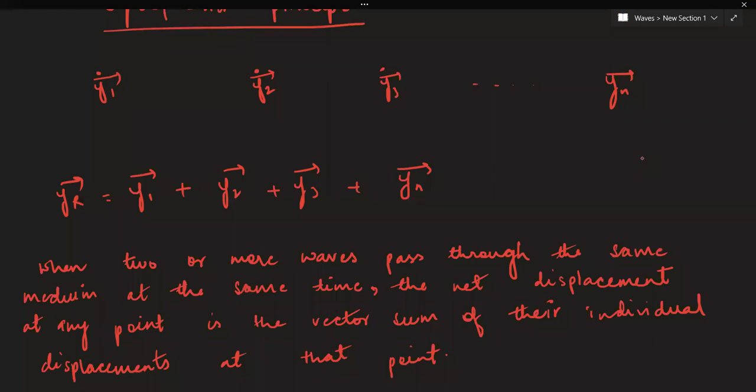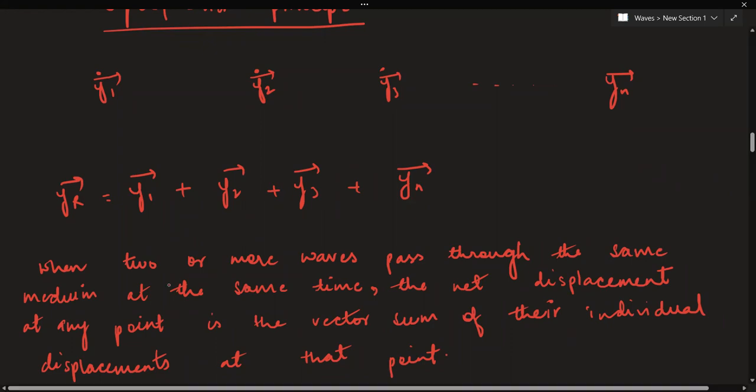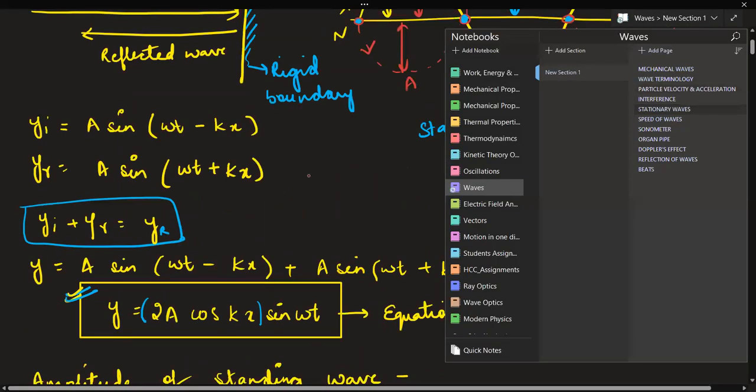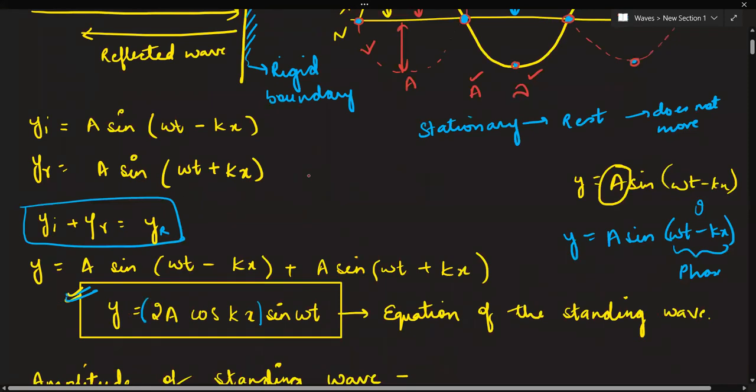So this is just the basic principle. Now regarding stationary waves. When I'm talking about stationary waves, as I've told you, this is not a single wave. This is actually a combination, or superposition, of two waves. So here we have to deal with the superposition principle.